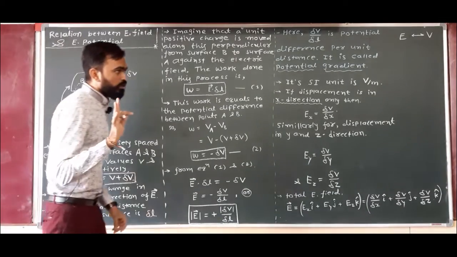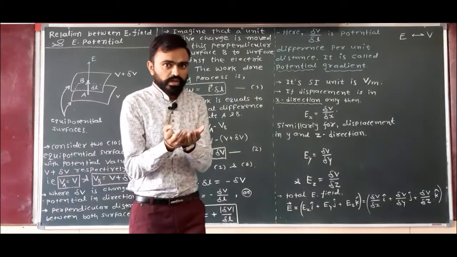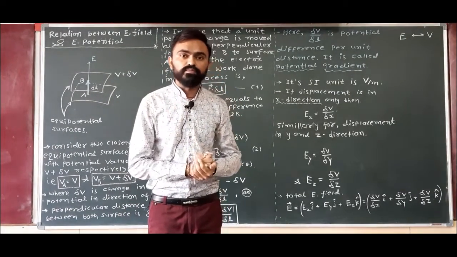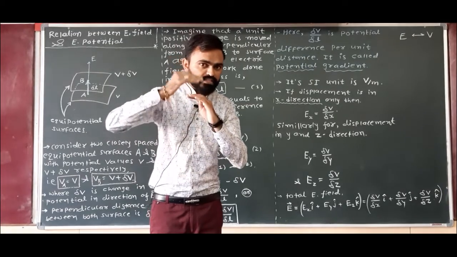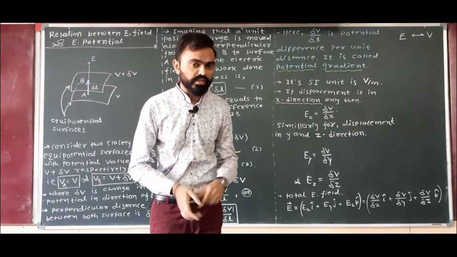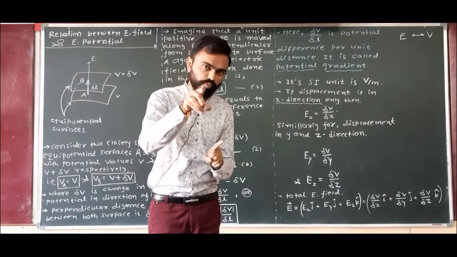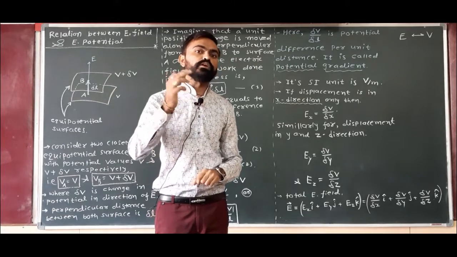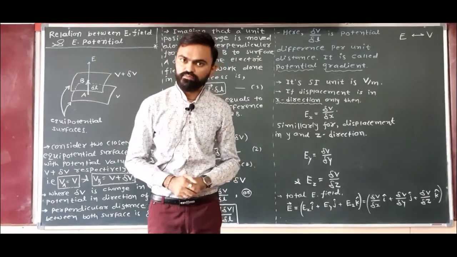Again, on one equipotential surface the potential will be the same everywhere. But if the surface changes, then its potential will also change. You getting my point? That means potential remains the same on the same equipotential surface, but it gets changed for a different equipotential surface.